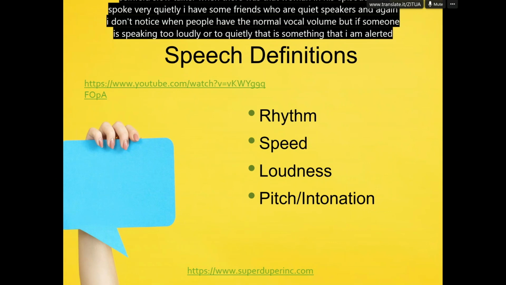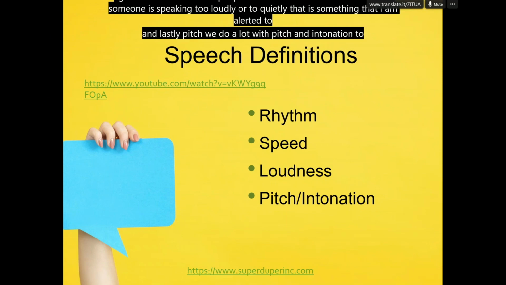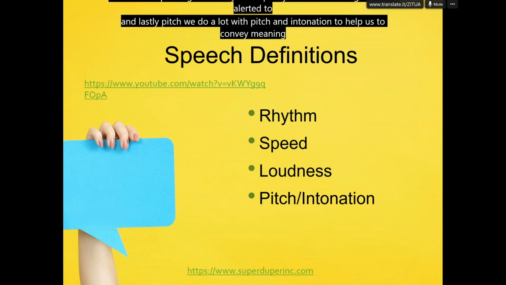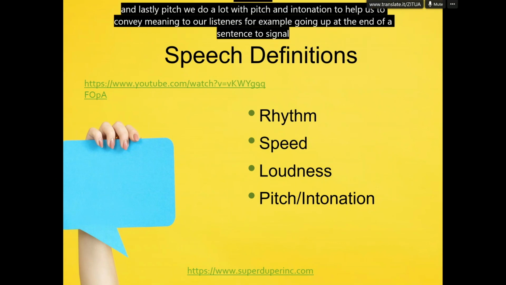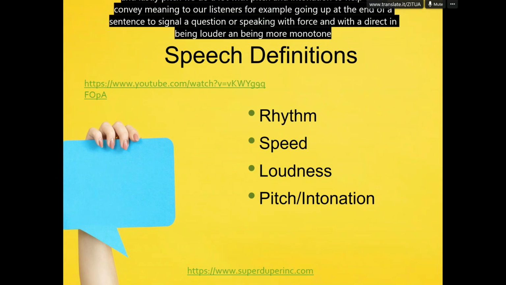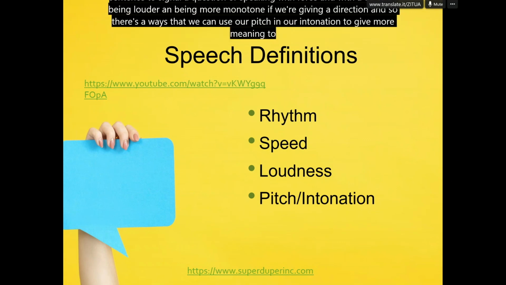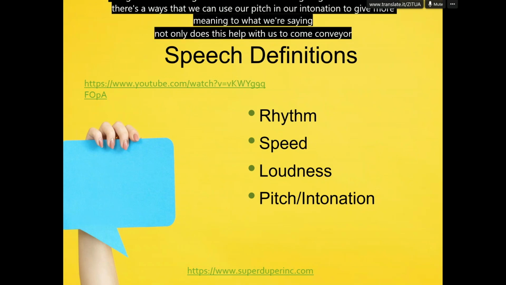And lastly, pitch. We do a lot with pitch and intonation to help us to convey meaning to our listeners. For example, going up at the end of a sentence to signal a question, or speaking with force and being louder and more monotone if we're giving a direction. And so there's ways that we can use our pitch and our intonation to give more meaning to what we're saying.